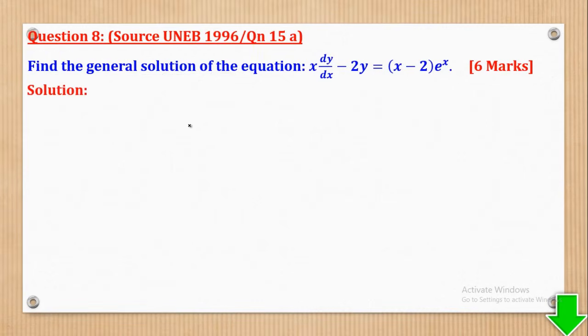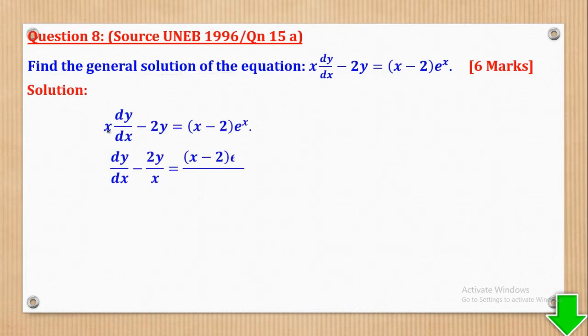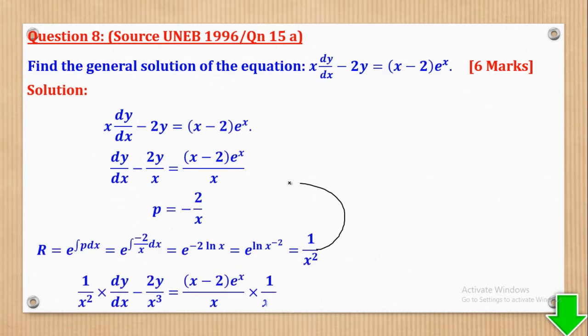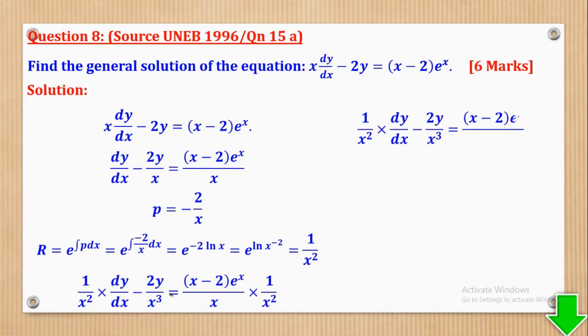So the coefficient of dy/dx is x, meaning that we have to make it positive 1 by dividing throughout by x to come up with that. Therefore, p is equal to negative 2 over x. Therefore, I can get the integrating factor, and the integrating factor will be 1 over x squared. Then from there, I go to step 2. I have to multiply this throughout this equation to come up with this line. Simplifying further gives you that.